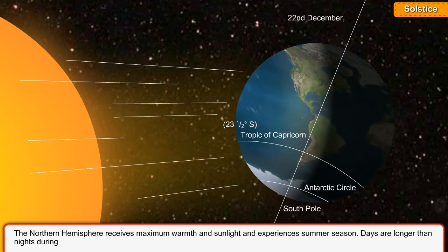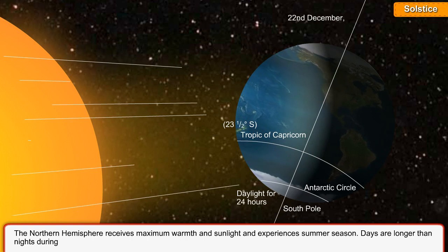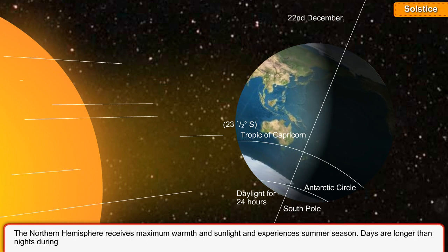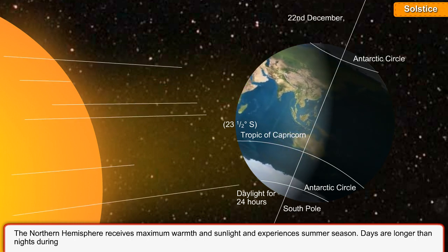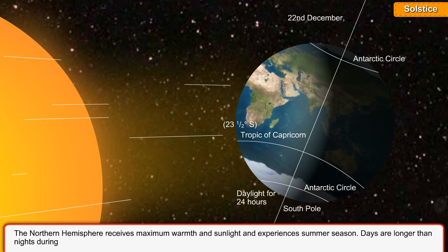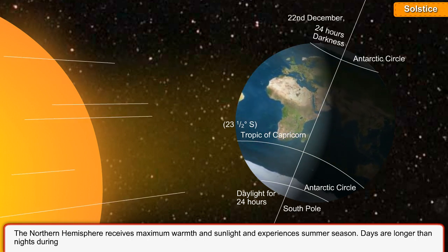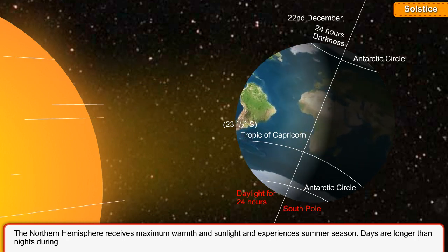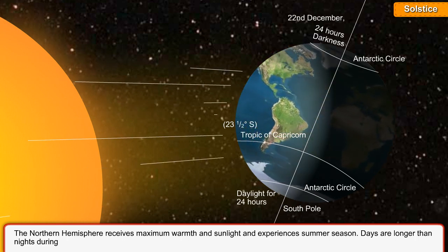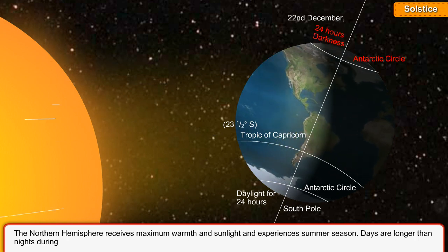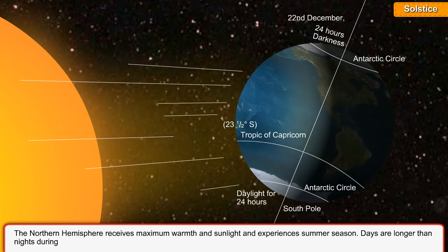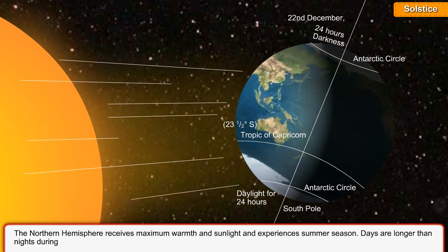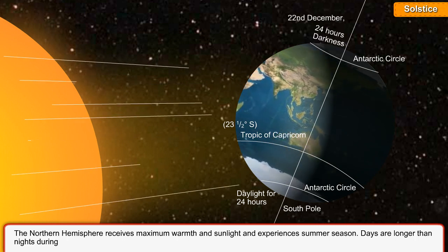Places beyond Antarctic Circle have continuous daylight for 24 hours on this day, while places beyond Arctic Circle in the Northern Hemisphere have 24 hours darkness on this day. The South Pole receives 6 months of daylight during this period, while the North Pole has continuous darkness for 6 months. This day is termed as winter solstice, with the Northern Hemisphere experiencing winter.